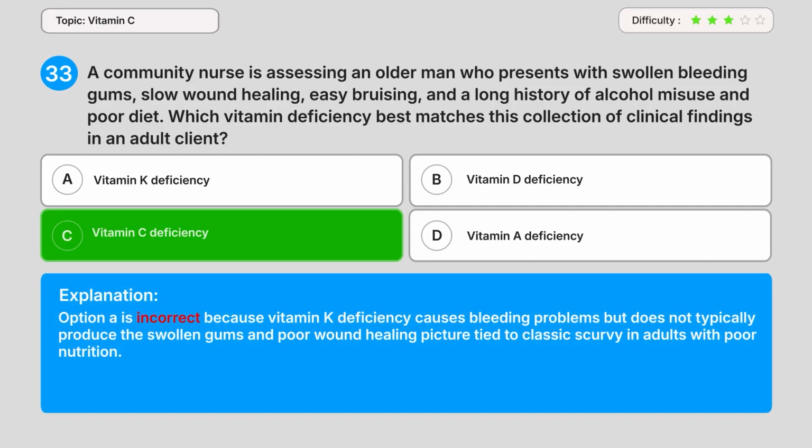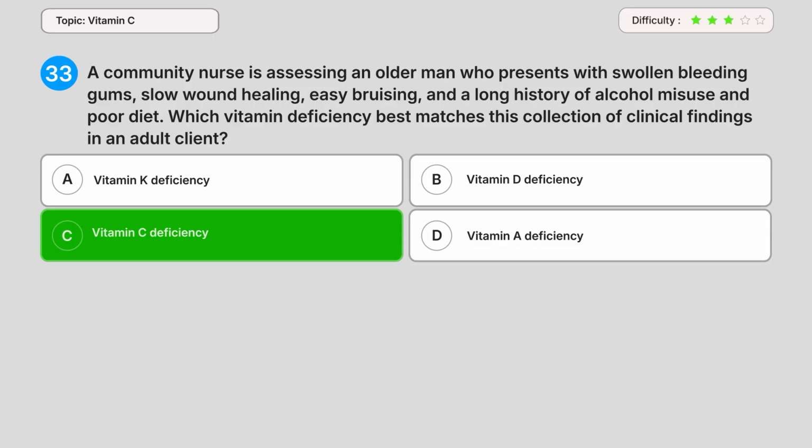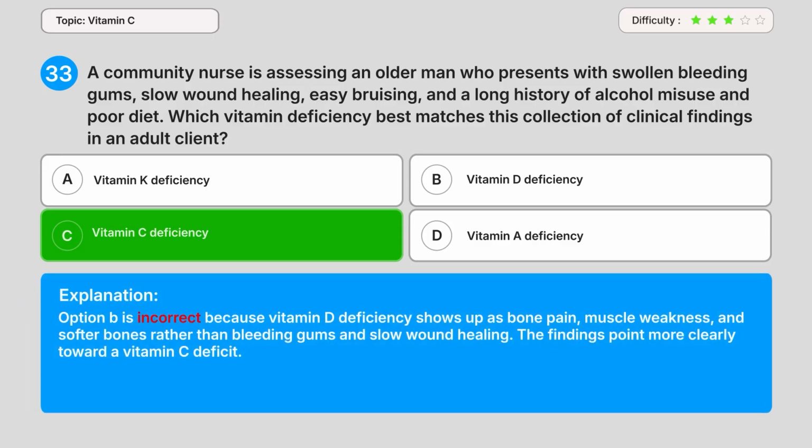Option A is incorrect because vitamin K deficiency causes bleeding problems but does not typically produce the swollen gums and poor wound healing picture tied to classic scurvy in adults with poor nutrition. Option B is incorrect because vitamin D deficiency shows up as bone pain, muscle weakness, and softer bones rather than bleeding gums and slow wound healing. The findings point more clearly toward a vitamin C deficit.